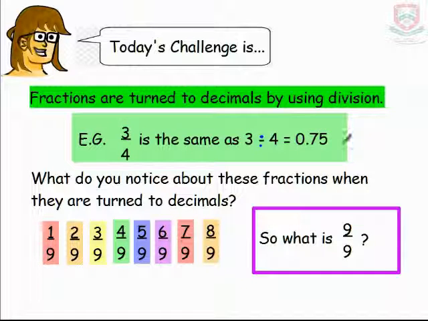So I want you to see what you can notice about these fractions when they're turned into decimals. We have 1/9, 2/9, 3/9, 4/9, 5/9, 6/9, 7/9, and 8/9. You should start to notice a pattern. When you notice that pattern, can you work out what 9/9 would be?